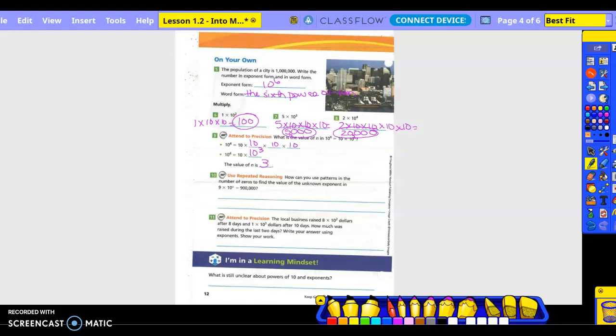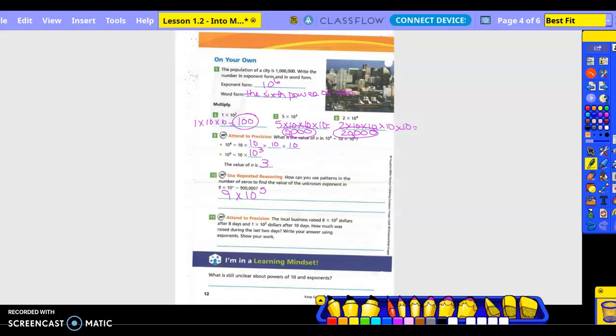Number 10, use repeated reasoning. How can you use patterns in the number of zeros to find the value of the unknown exponent? So basically, the number of zeros determines what the exponent is, right? So in this case, how many zeros do we have? 5. So our equation is just written as 9 times 10 to the 5th power, right? So the number of zeros helps determine the exponential value.